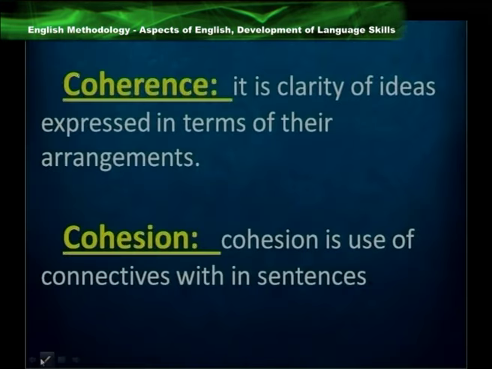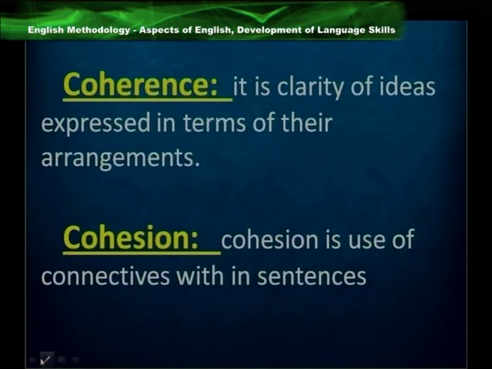In this writing part we have to look into majorly two areas. One is coherence. As we know, coherence gives clarity of ideas expressed in terms of their arrangement. So coherence is nothing but, while you are representing something in writing, giving clarity of the idea, what exactly the writer wants to say in written form.